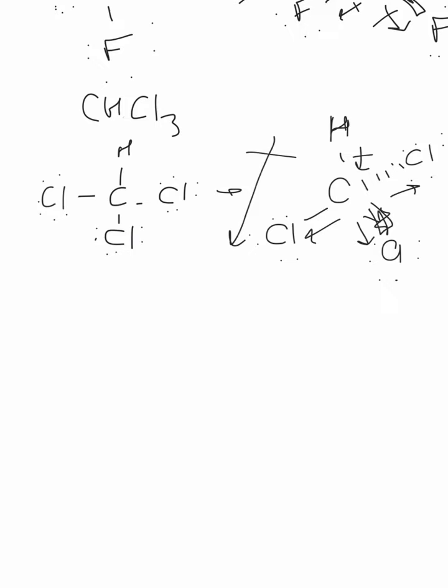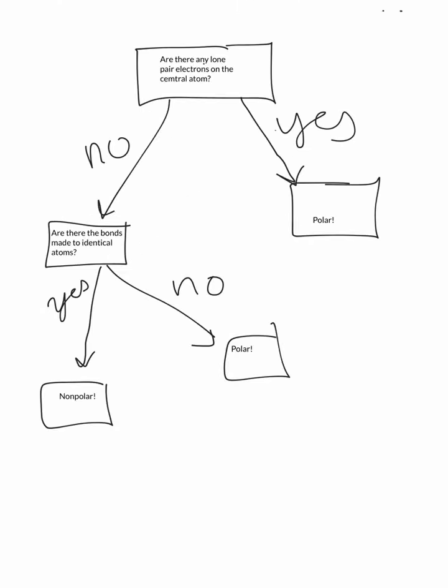Want a quick way to determine if a molecule is polar? Here's a handy diagram. First, does the central atom have any lone pairs? If the answer is yes, then the molecule is polar. If the answer is no, you have one more question to ask. Are the bonding group atoms that connect to the central atom identical? If your central atom is bound to identical outer atoms, then no, the molecule is nonpolar.